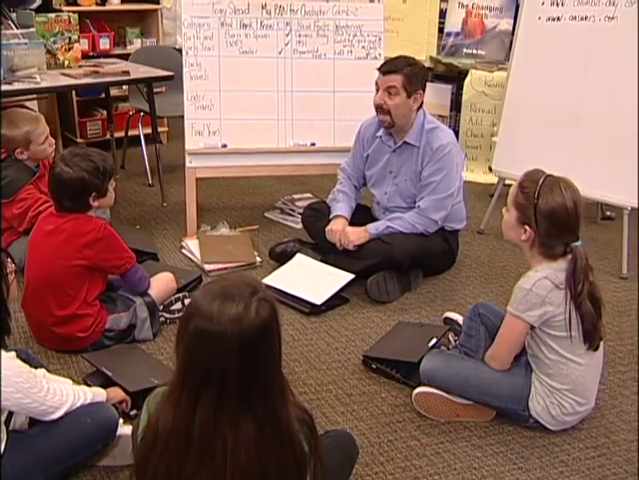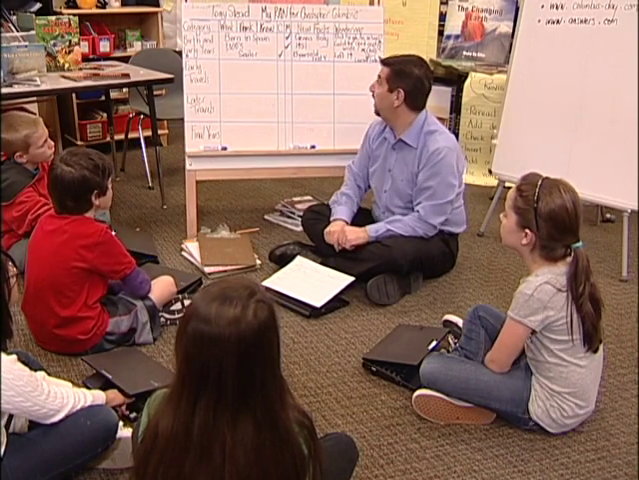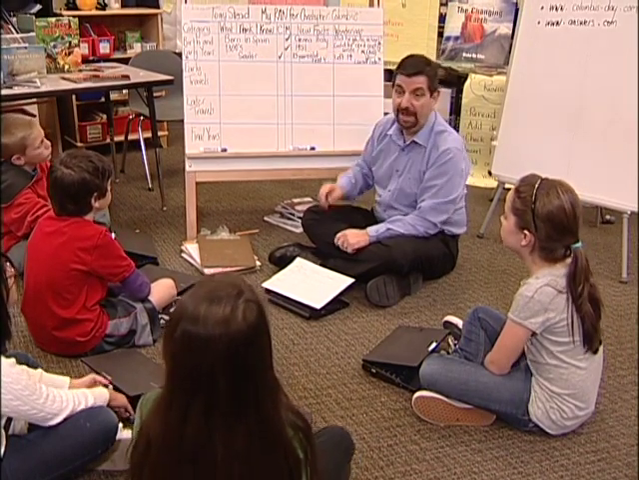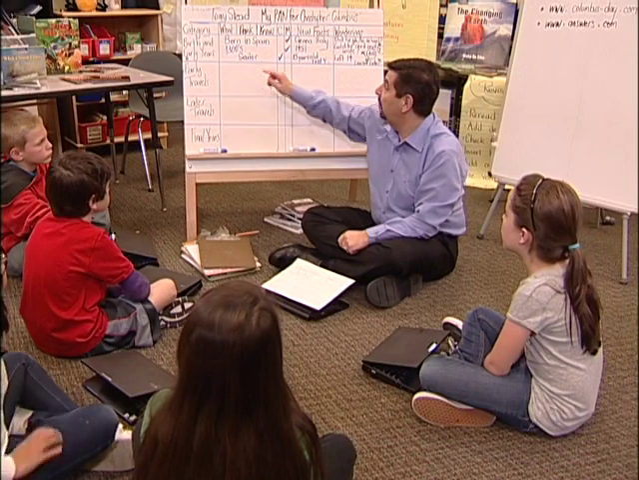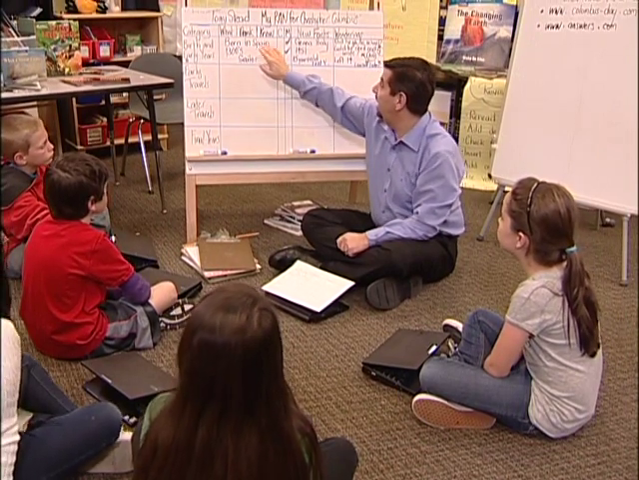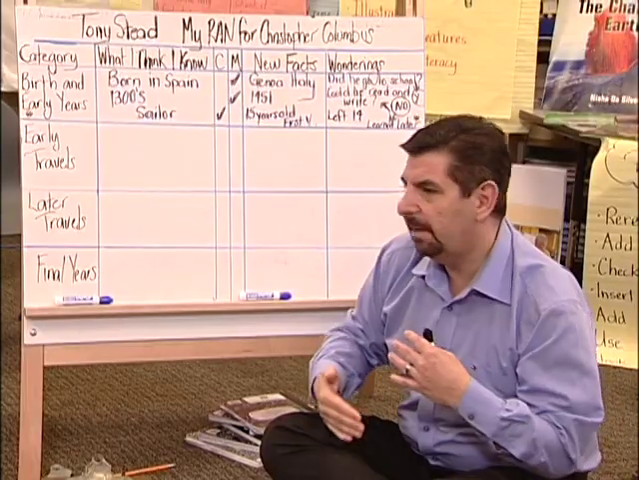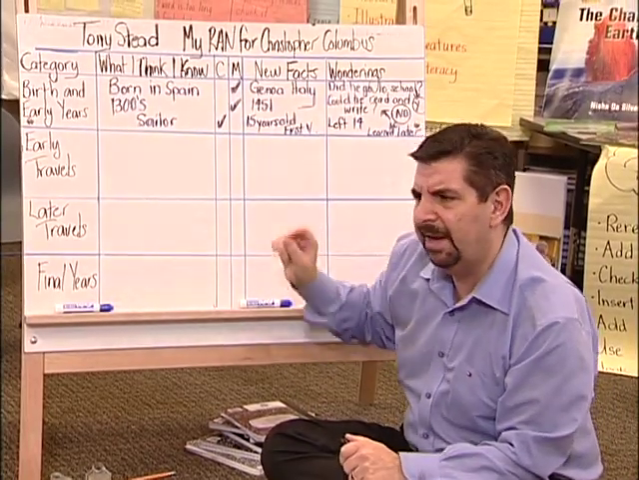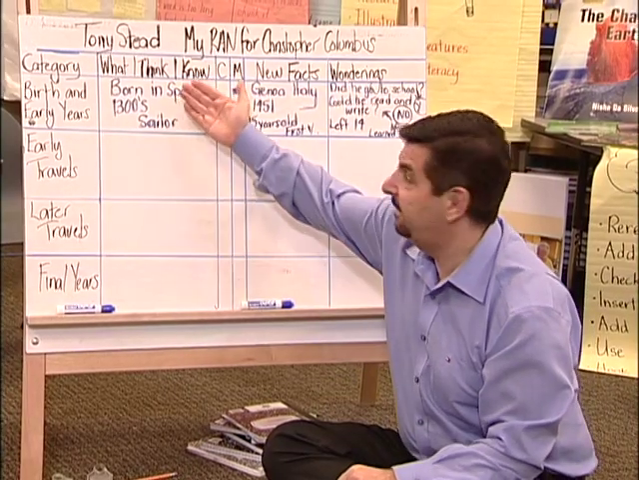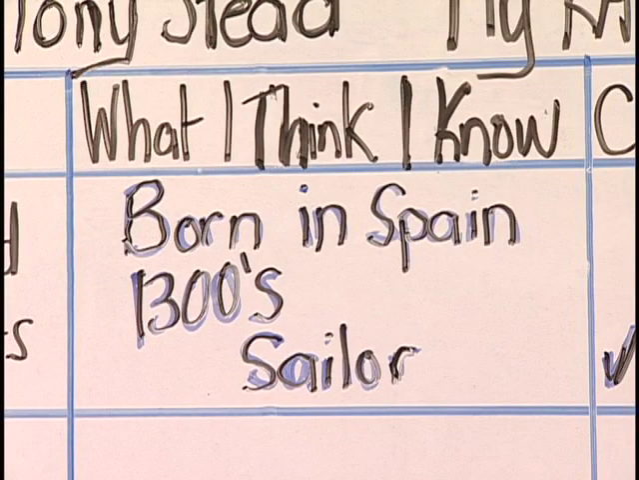Researchers, we've been looking at our explorers and we've been using our RAN chart to really help us here. And we've got different categories here, and here are all our headings. Now, I'm doing one on Christopher Columbus, so maybe you can take me through all of these headings and what they mean and how I use them. So what's our very first heading? What I think I know. Terrific. And what do we put under what I think I know? What you think you know about your explorer.